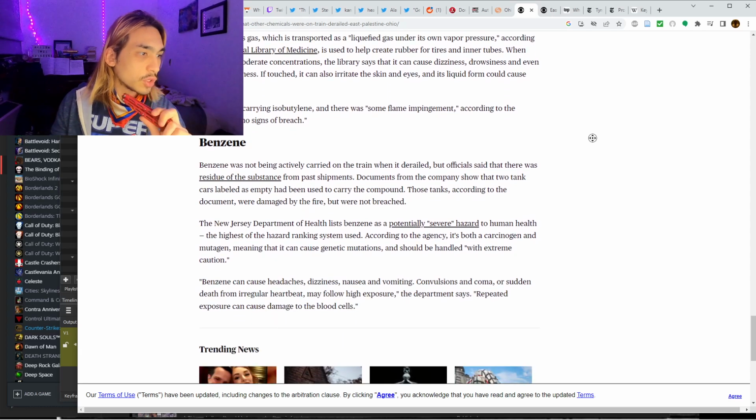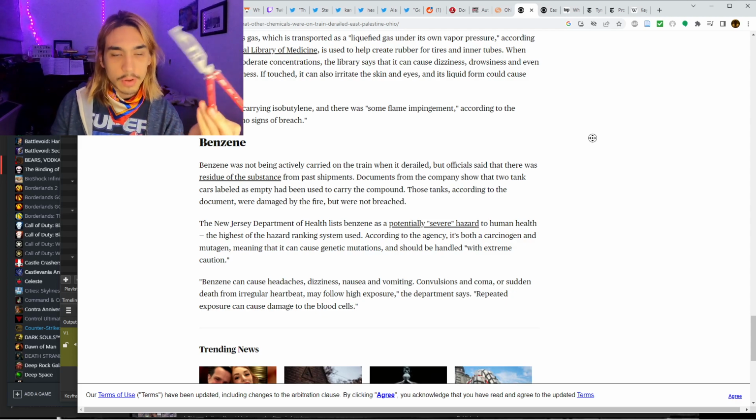No signs of breach. Benzene. Not actively being carried on the train, but officials said there was residue of the substance. Okay. So, yeah, a lot of chemicals.